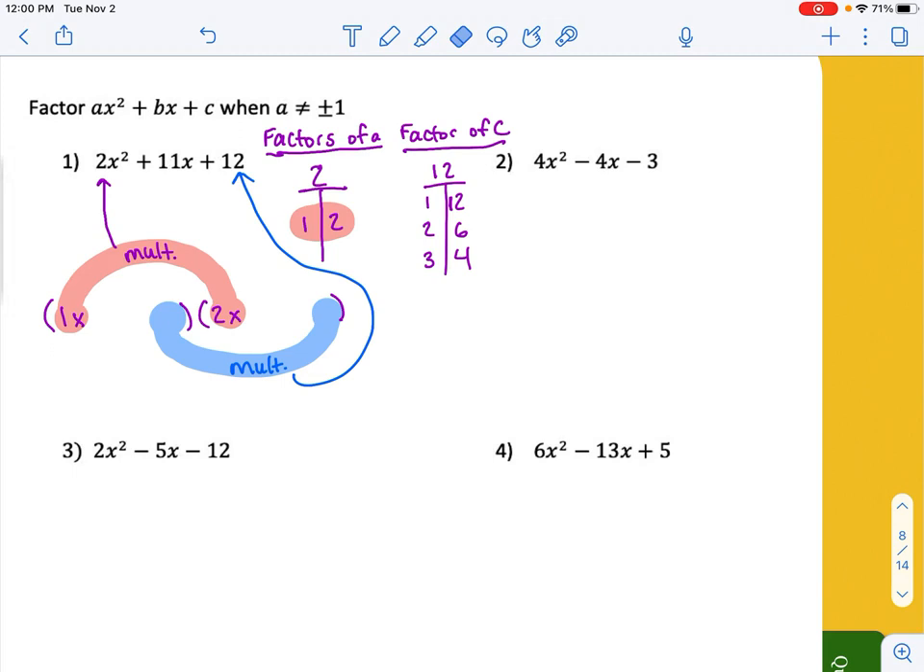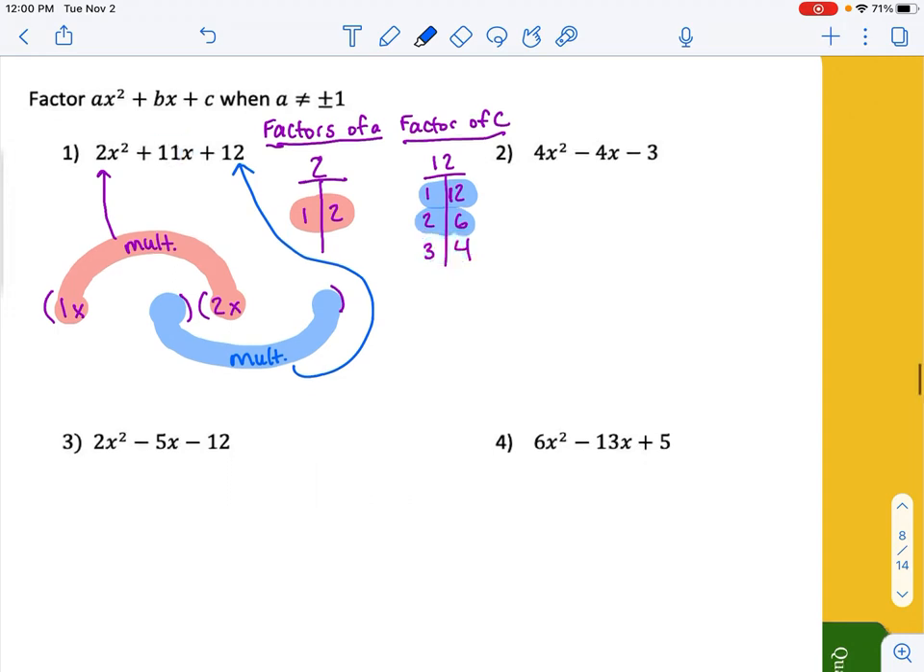So, in our previous lesson, it was really easy. You just found factors of 12 that would add to 11. That doesn't work now, though, because we have to deal with our number 2 here, kind of changing things up.